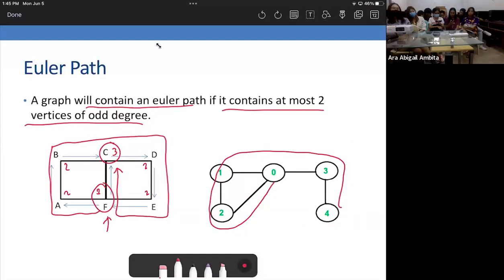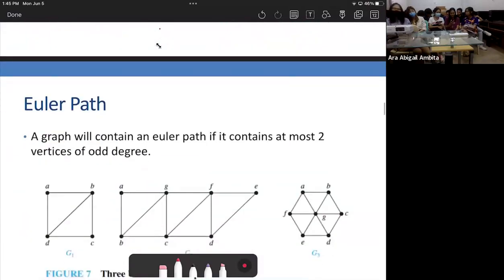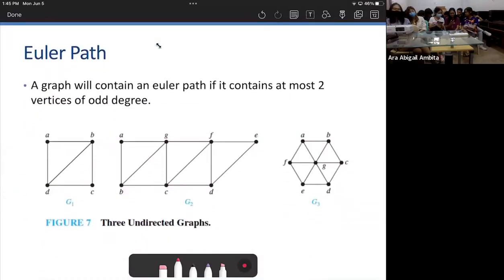Ito naman, si another graph, ito 2, and then this one is 2, 3, 2, at saka 1. So, saan yung mga odd? This graph 0 and then graph 4. So, dalawa din yung odd. Okay, so it contains an Euler path. Dito din naman. So, a graph will, saan dito yung nagko-contain ng Euler path? So, pwede, di ba?